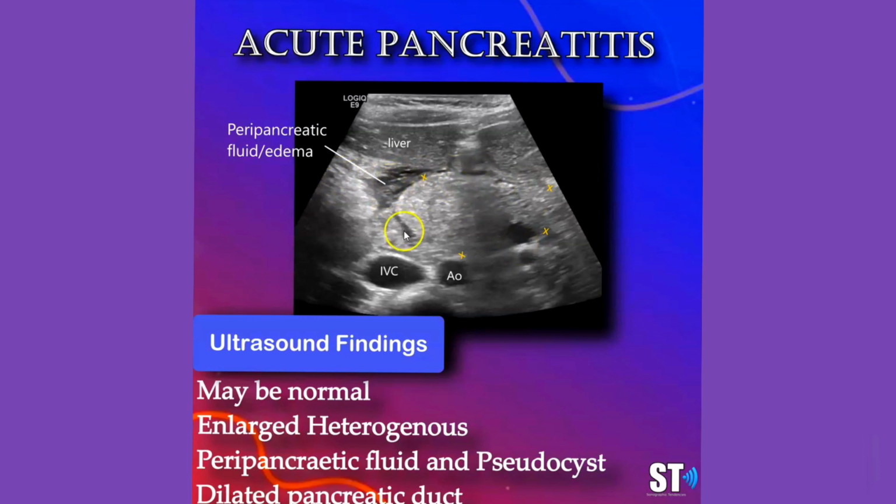You can see there's some peripancreatic fluid. This is the liver here on both sides, falciform ligament. Now the pancreatic head here is enlarged. A normal pancreatic head measures from 2.5 to 3.5 centimeters. Now there's no actual measurement here, but you can tell qualitatively that it's enlarged.